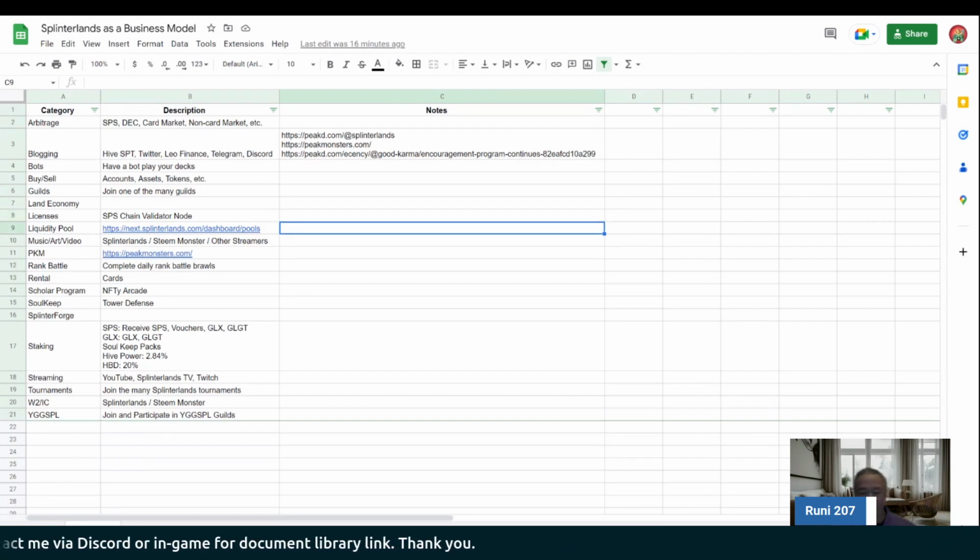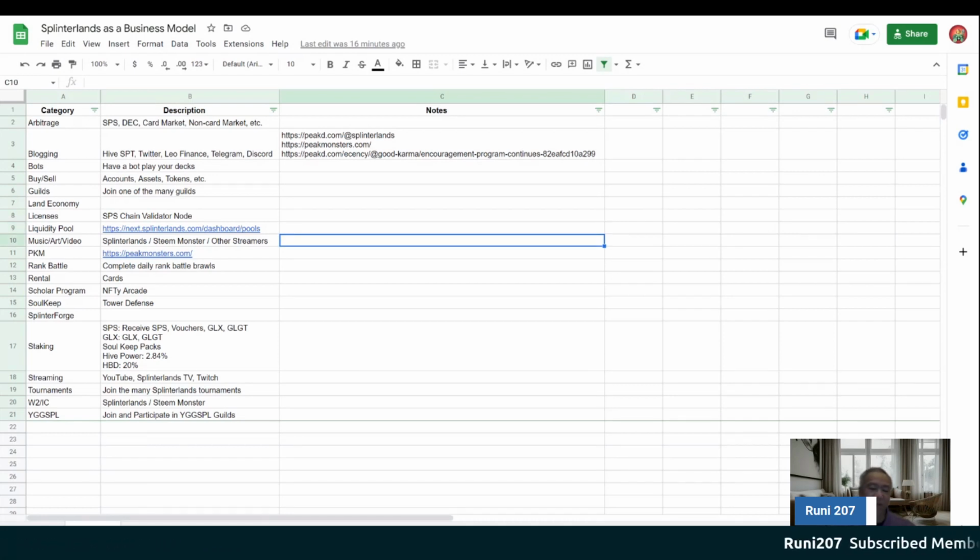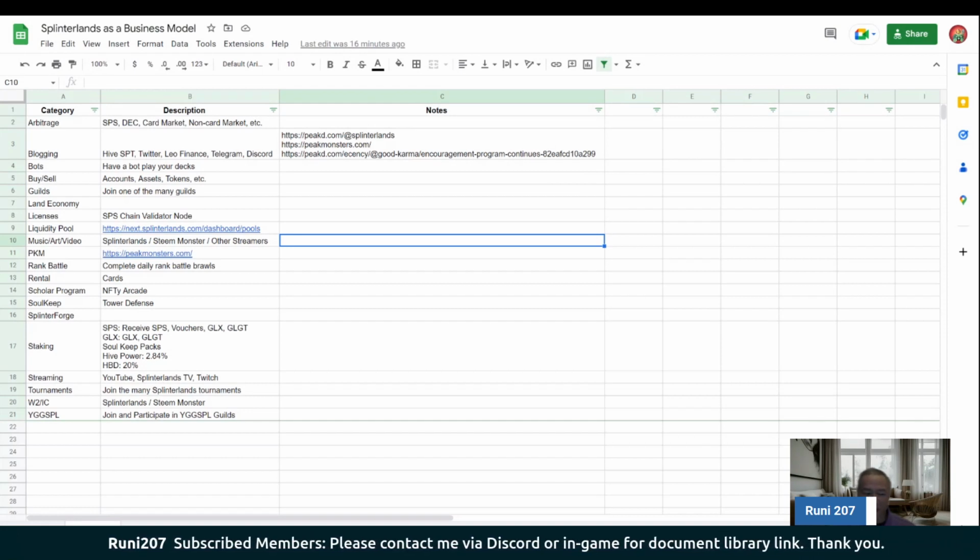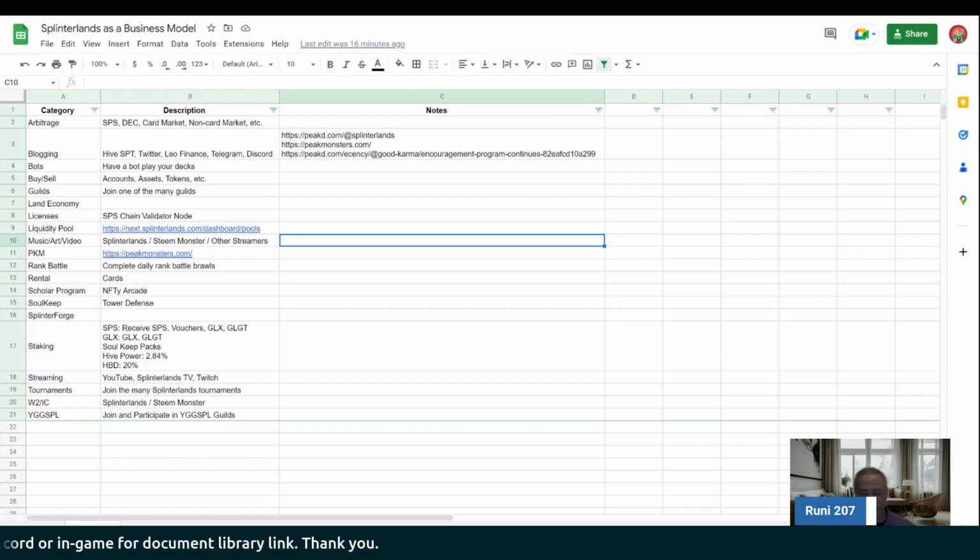You can invest in the liquidity pool, depending on what you have. You can buy into the Hive ecosystem, the Hive token. You can buy the Hive Backed Dollar and earn the 20%. So you can get a lot of these returns. You can do the partnerships with various Splinterlands partners, like Splex, Peak Monsters, Splinterforge.